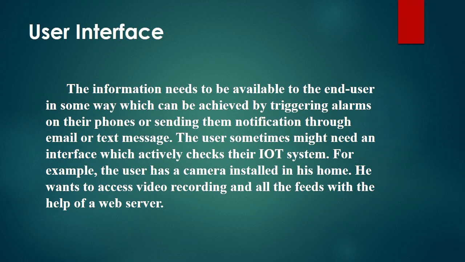Next, the user interface. The information needs to be available to the end user in some way, which can be achieved by triggering alarms on their phones or sending them notifications through email or text message. The user sometimes might need an interface which actively checks their IoT system. For example, the user has a camera installed in the home. He wants to access video recording and all the feed with the help of a web server.